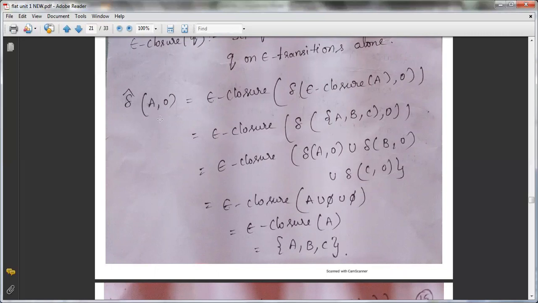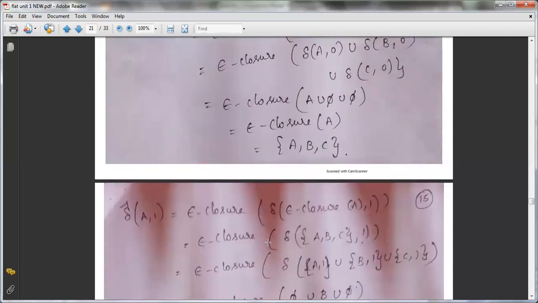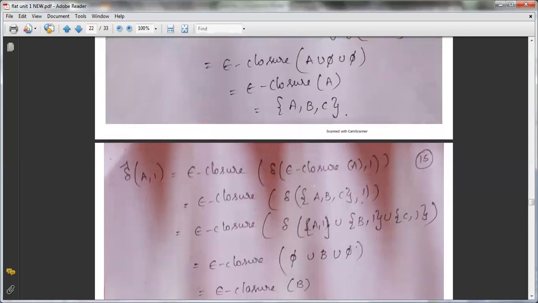So that is the transition table for the NFA without epsilon moves. I have written it as delta cap here. That is nothing but the NFA without epsilon moves. And again I have to calculate for A on 1 also. The same procedure will be repeated for A on 1.